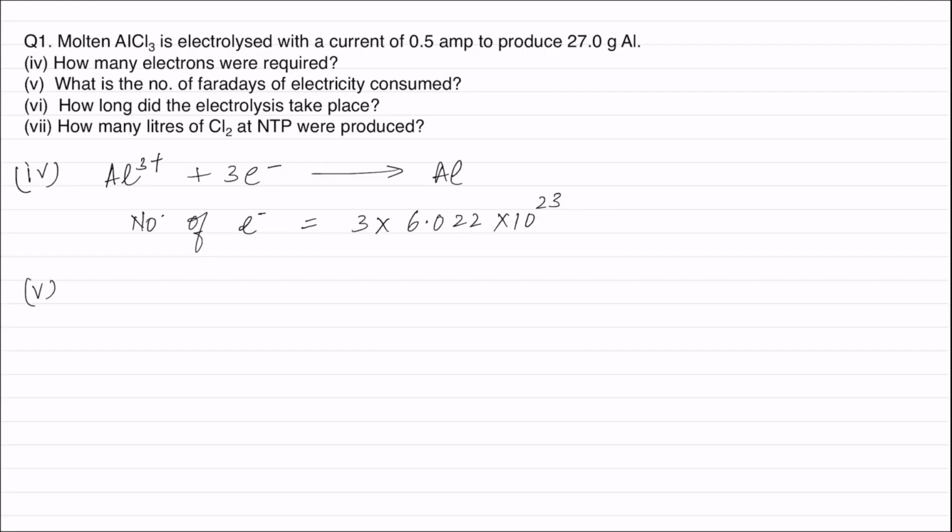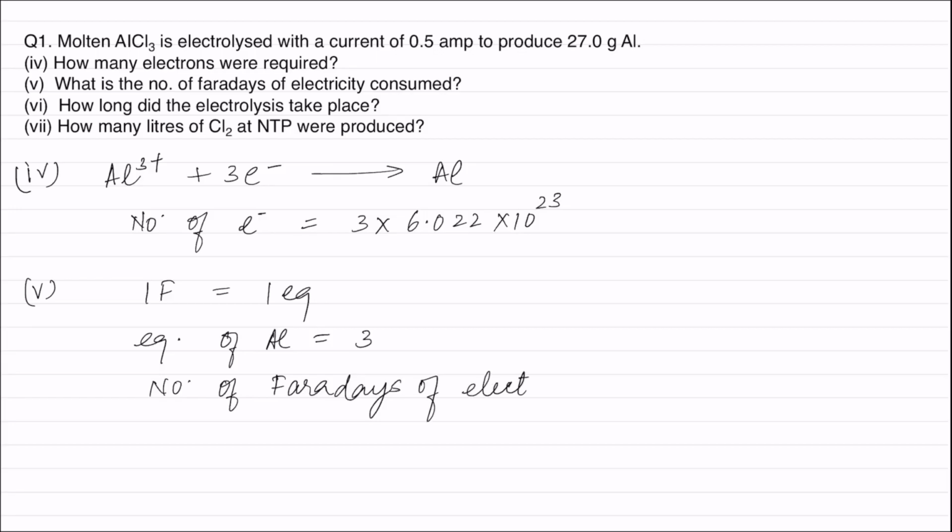Fifth part of the question is, what is the number of Faradays of electricity consumed? Now 1 Faraday of electricity liberates 1 equivalent of substance. Now equivalents of aluminium is equal to 3. Therefore, number of Faradays of electricity is equal to 3 Faradays.